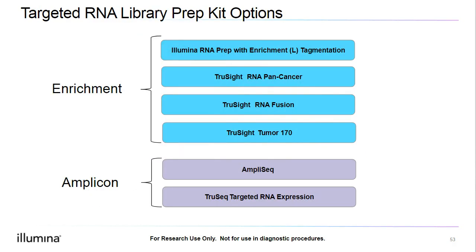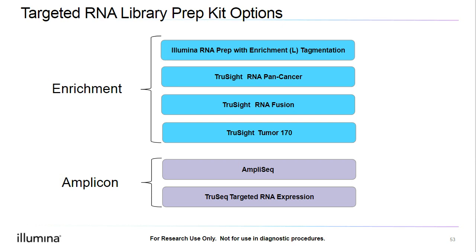If we want to interrogate specific targets, we can utilize one of our targeted kit options. There are enrichment-based options and amplicon-based options. I will not go over the amplicon-based options today as they are covered in other webinars about amplicon sequencing.